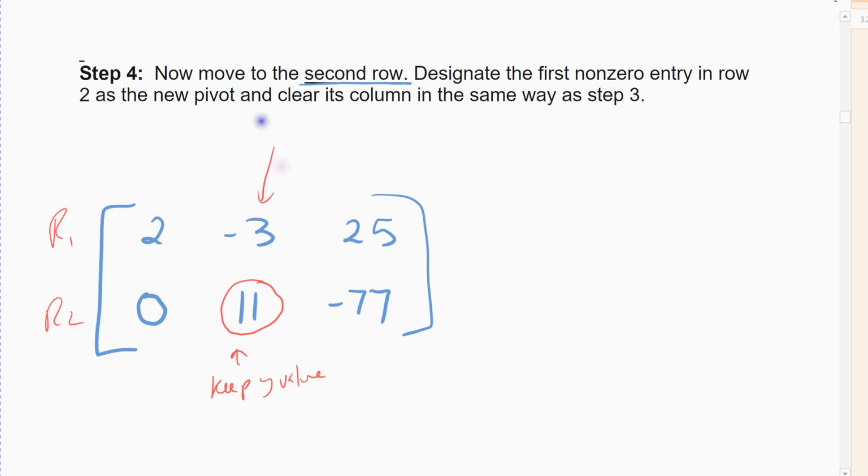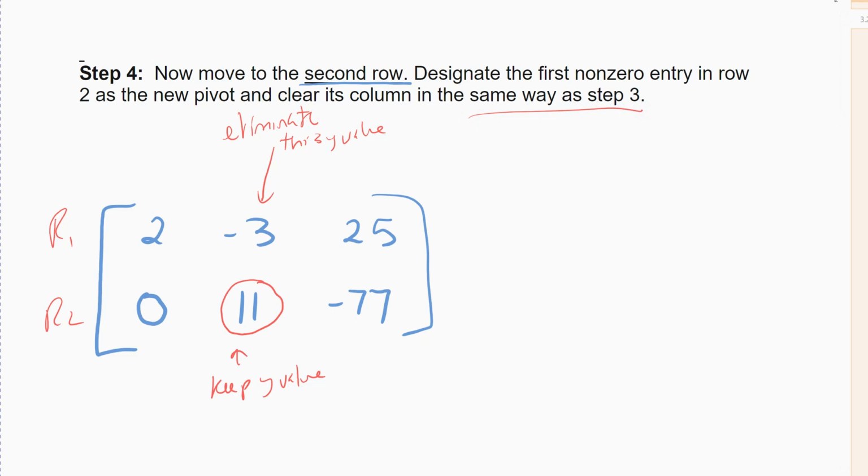Which means I want to eliminate this y value. I want to get rid of the -3y. I want to make that 0. I want to zero that out. And so, well, what do I have to do? It's the same process that we did in the last step.